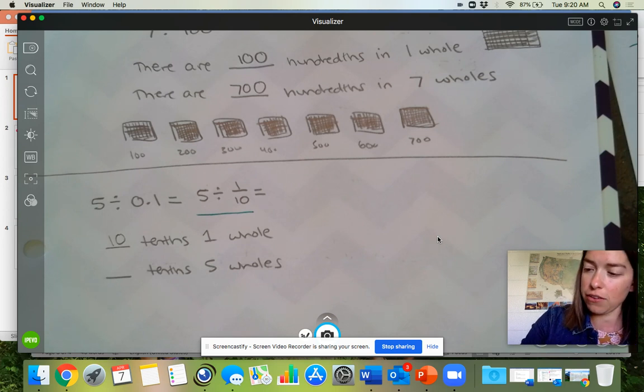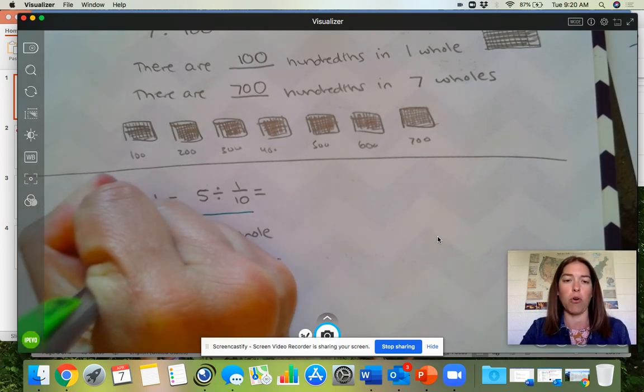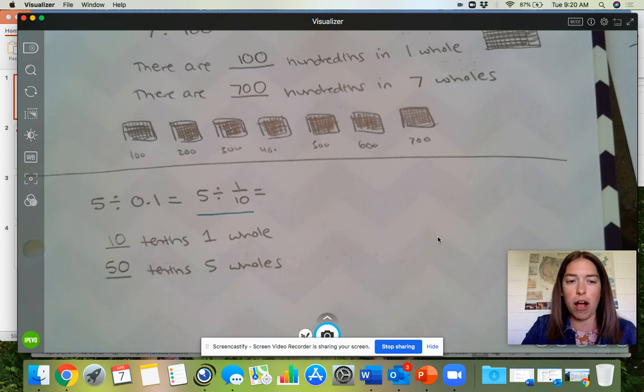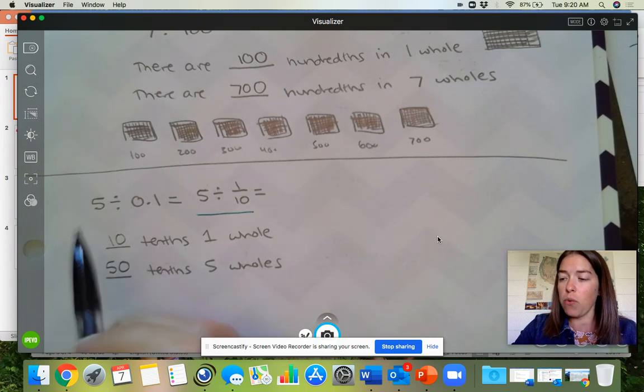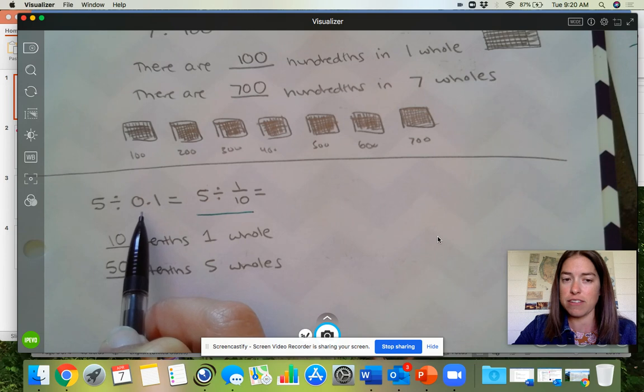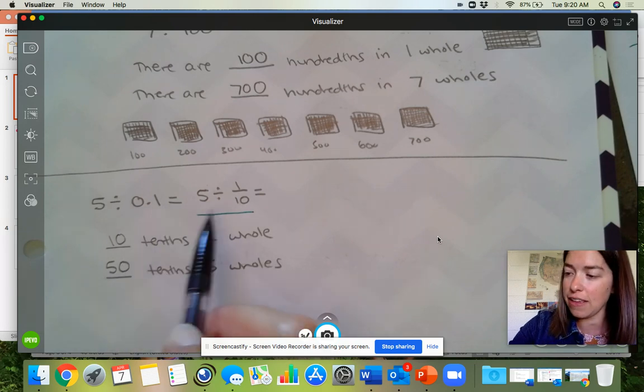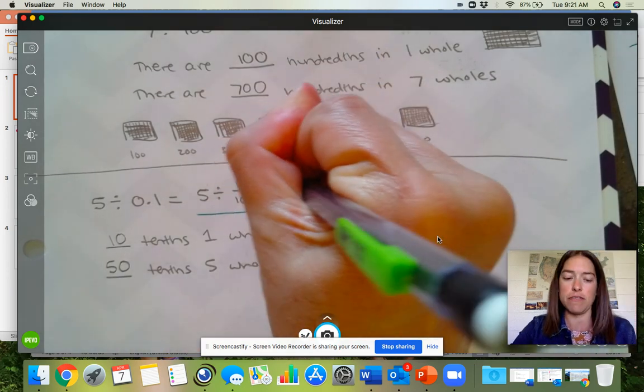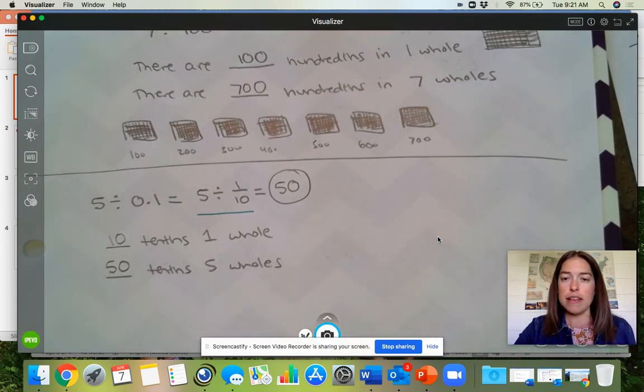Perfect. You guys are exactly right. There are 50 tenths in 5 wholes, which means my answer to the problem of 5 divided by 1/10, rewritten as a fraction, 5 divided by 1/10 is, in fact, 50. Nice work.